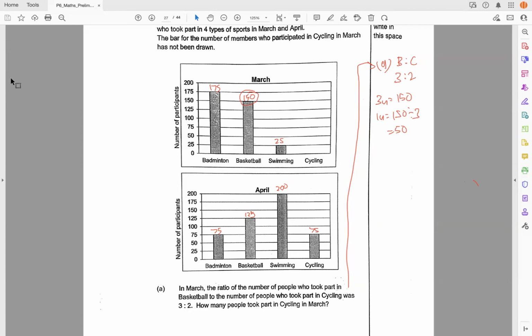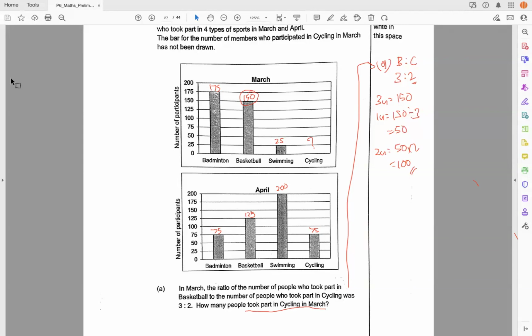Now the question is, how many people took part in cycling, which is this? And then we know it's 2 units. So 2 units is equal to 50 times 2. This is super easy, for Mark. Now let's look at part B.